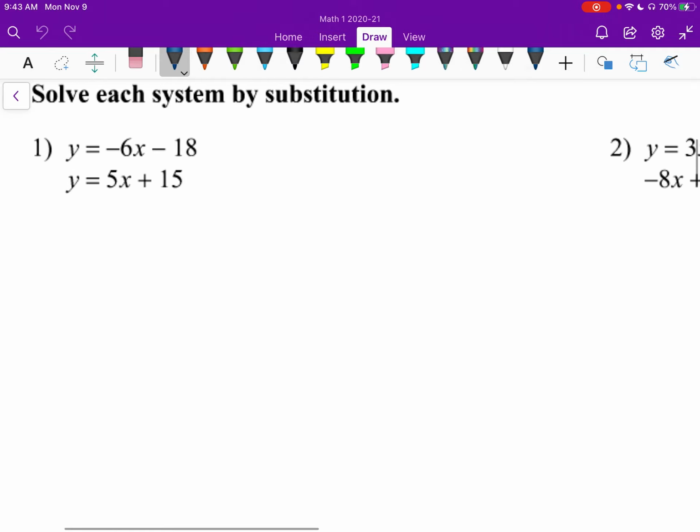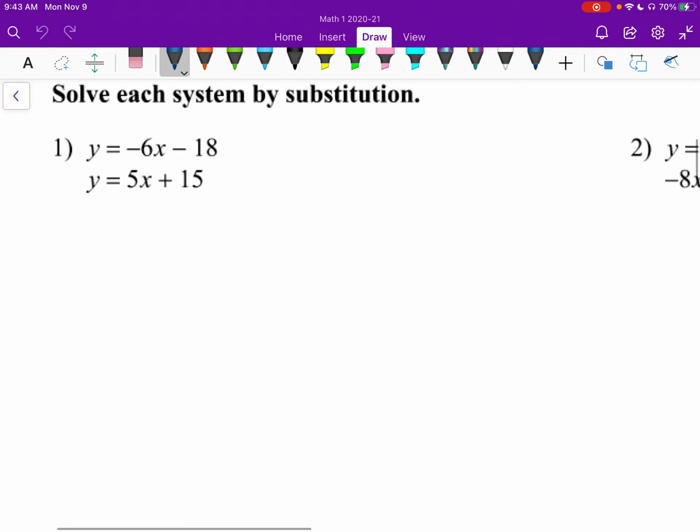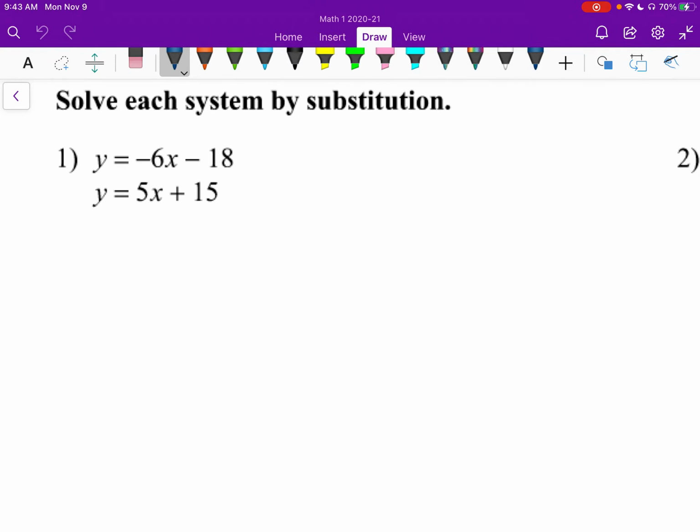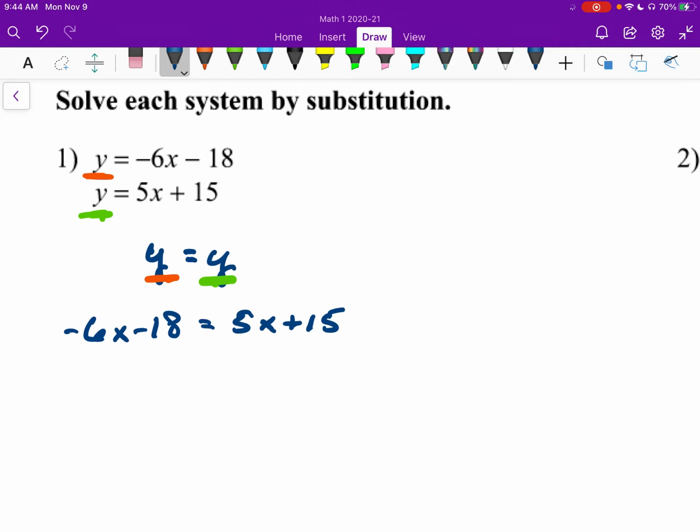And I think it'll make a lot of sense with problem number 2, but problem number 1 is a little bit different. We could say the statement that, well, y equals y, right? So I'm going to make this y be that y, and this y be that y. And I'm going to substitute in our y's. So I'm going to say, well, negative 6x minus 18 equals 5x plus 15, right? I plugged this guy in from here, and I got this guy from here.